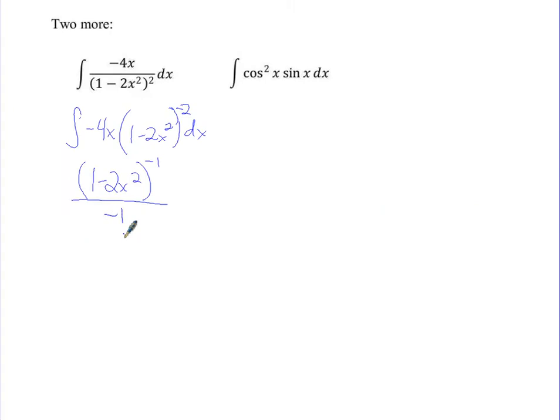And now we rewrite that to make a good-looking answer. The negative sign can just go up front. The negative exponent here sends that to the denominator. Is that it? Good.